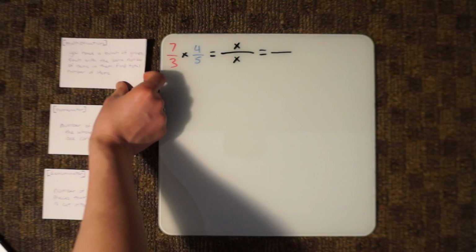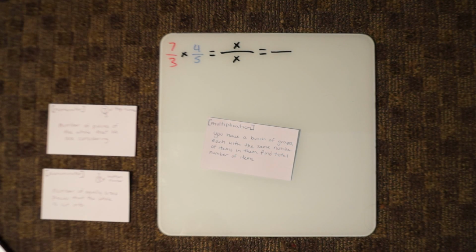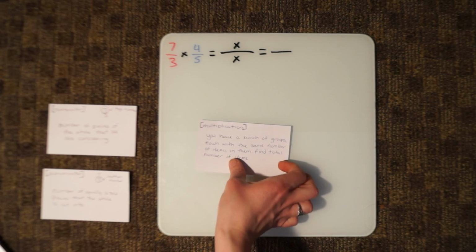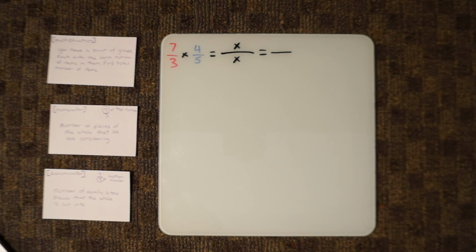When we multiply, that means that you have a bunch of groups, each with the same number of items in them, and you want to find the total number of items. So let's find the number of items that we have when we multiply 7/3 times 4/5.